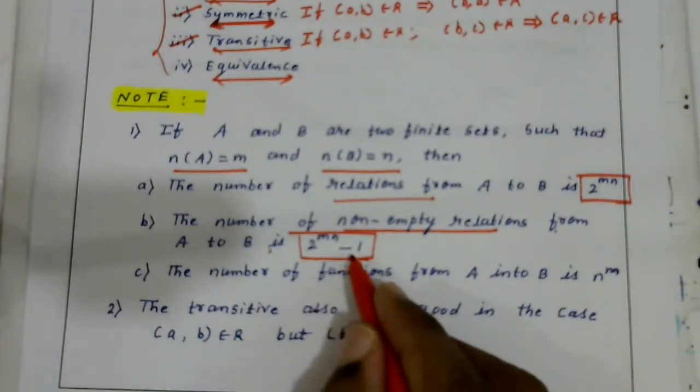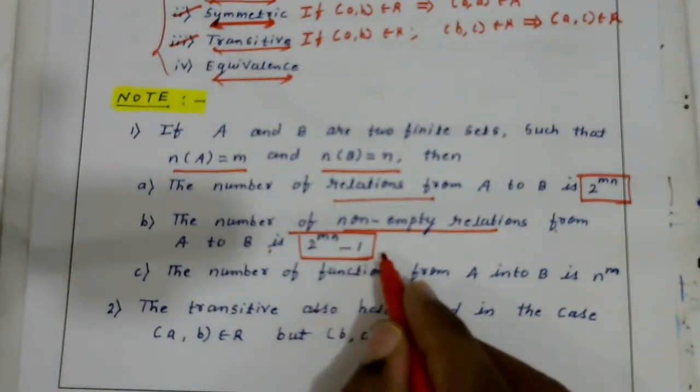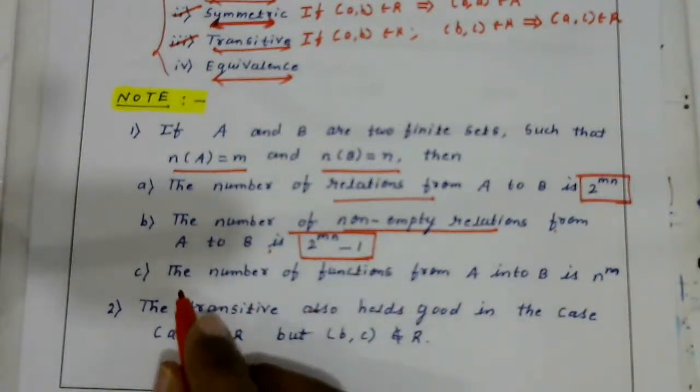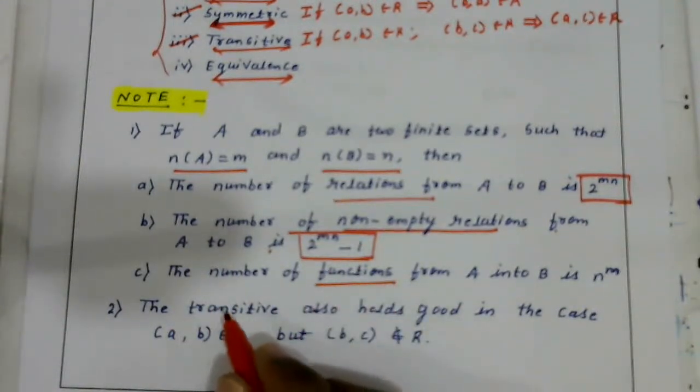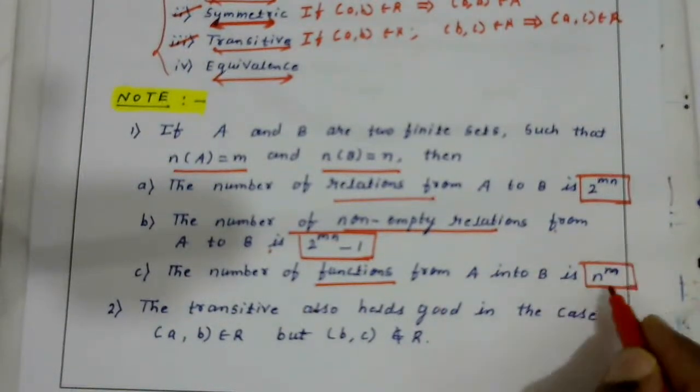If asked for the number of non-empty relations, you should remove the empty relation, so it is 2 raised to mn minus 1. 2 raised to mn gives the total number of relations, and 2 raised to mn minus 1 gives the total number of non-empty relations. And the number of functions you can define from A to B is n raised to m.